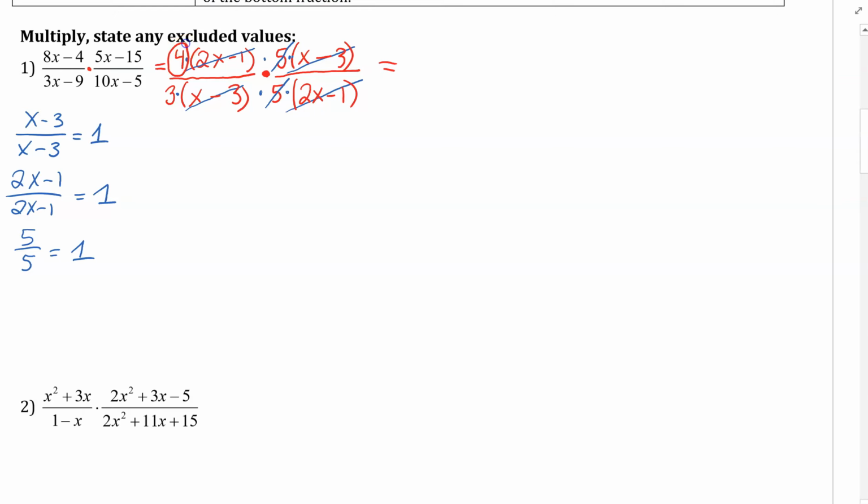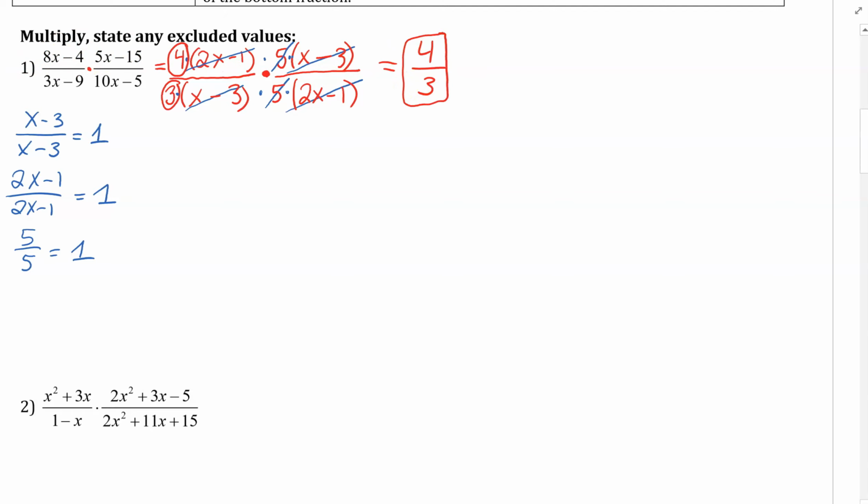So then for my simplified answer, it's just whatever is remaining, right? Which is just a 4 from the numerator, and then a 3 from the denominator. So this entire multiplication problem just multiplied together and resulted in a simple fraction, 4/3. This would be my simplest answer right here.